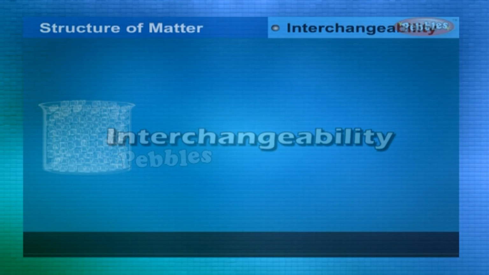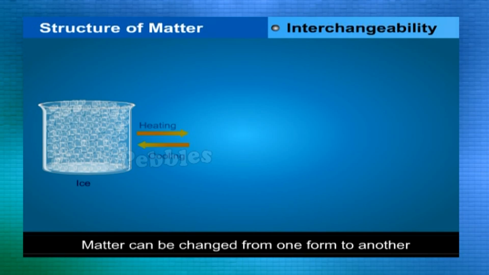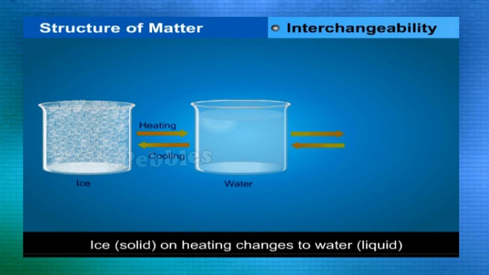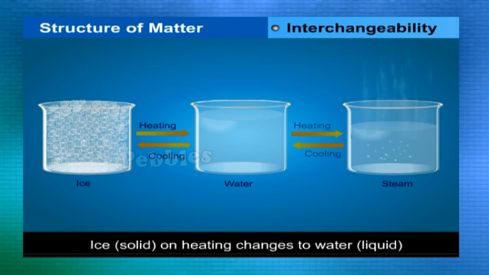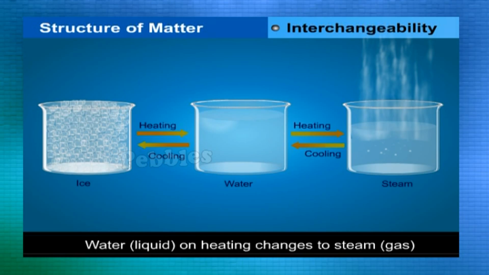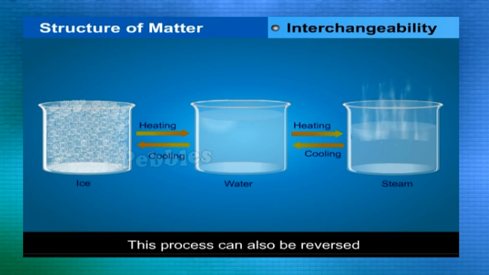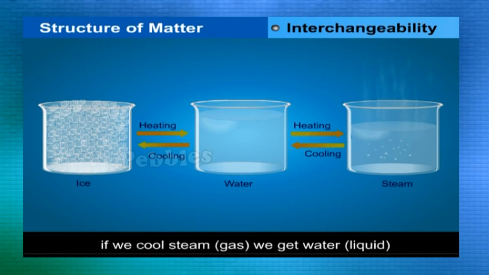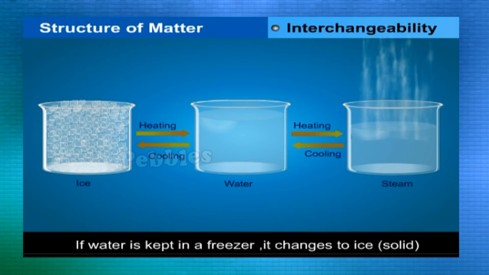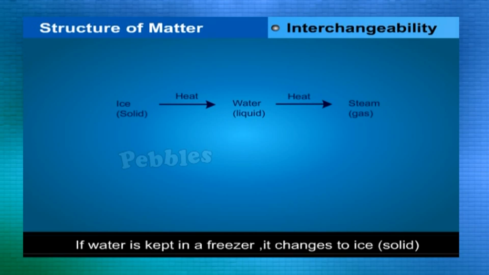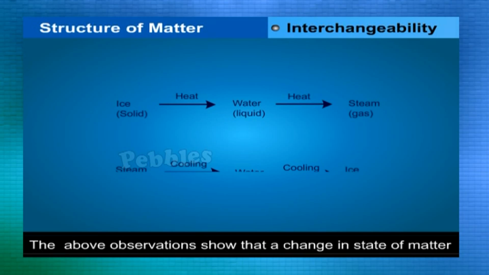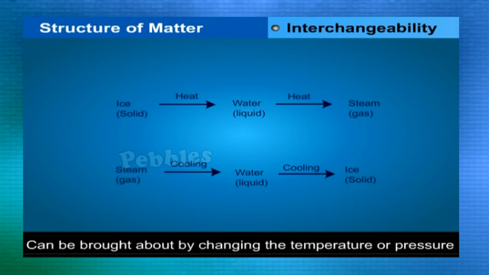Interchangeability. Matter can be changed from one form to another. As we have already read, ice, which is a solid, on heating changes to water, a liquid, and water, the liquid, on heating changes to steam, a gas. This process can also be reversed. If we cool steam, which is a gas, we get water, which is a liquid. If water is kept in a freezer, it changes into ice, which is a solid. The above observations show that a change in state of matter can be brought about by changing the temperature or pressure.